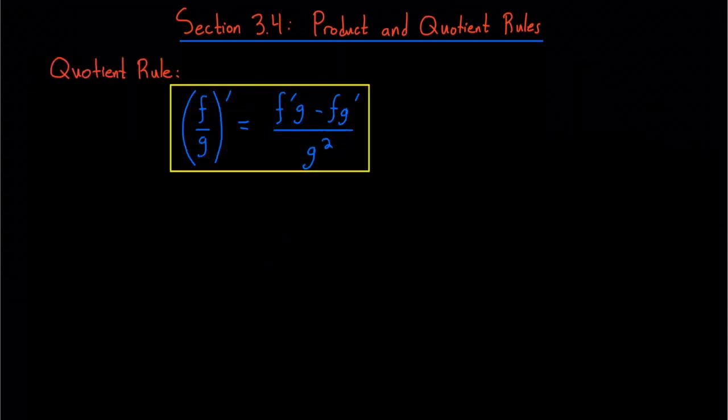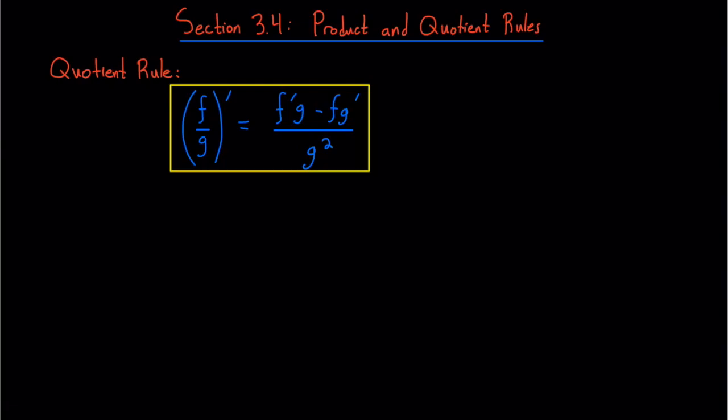Alright, now let's look at the second rule for the section, the quotient rule. So this is basically when two functions are being divided by each other, and we need to find the derivative. So the book gives us this formula that's very similar to the product rule. We take f prime multiplied by g minus f times g prime all over g squared. But I have a little mnemonic I like to memorize this with.